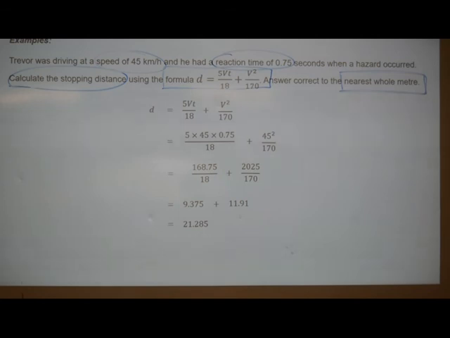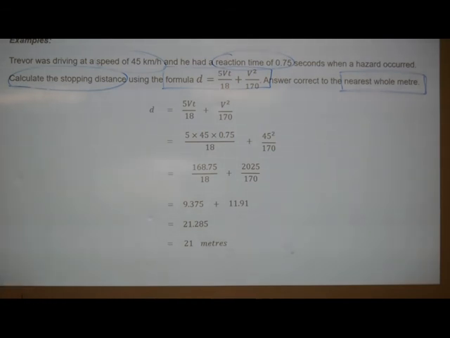21.285. What is that going to be to the nearest whole metre? Somebody? 21. Does anyone disagree? Good, because it's 21. Is my answer finished? What do I need to add to finish off my answer? Metres. You can just write an m if you want, or you can write out the word metres.